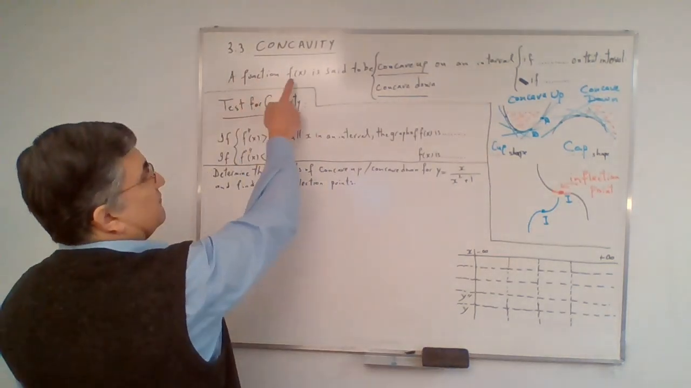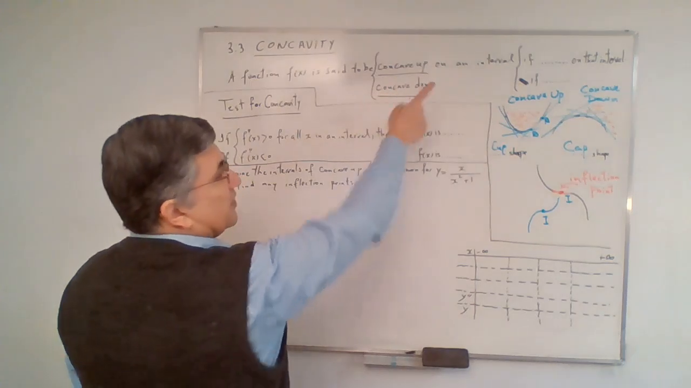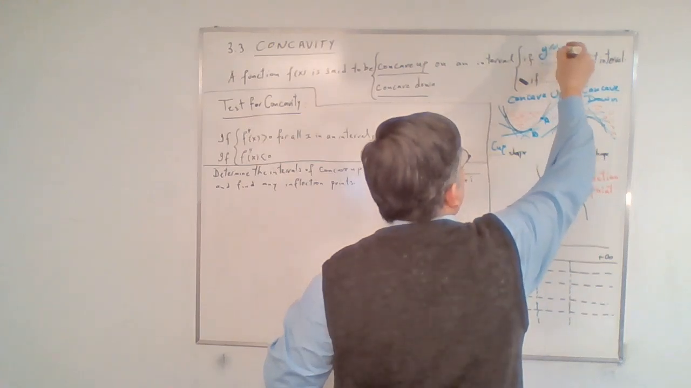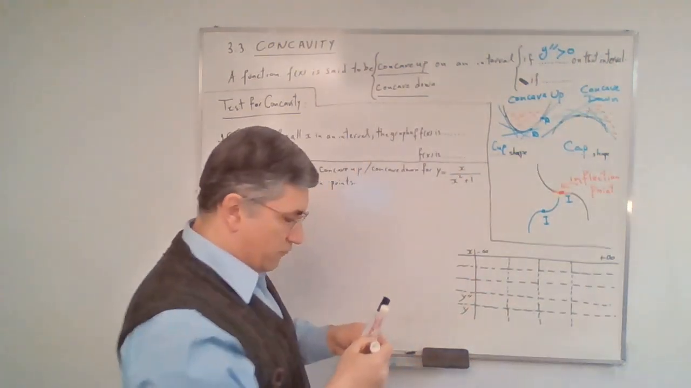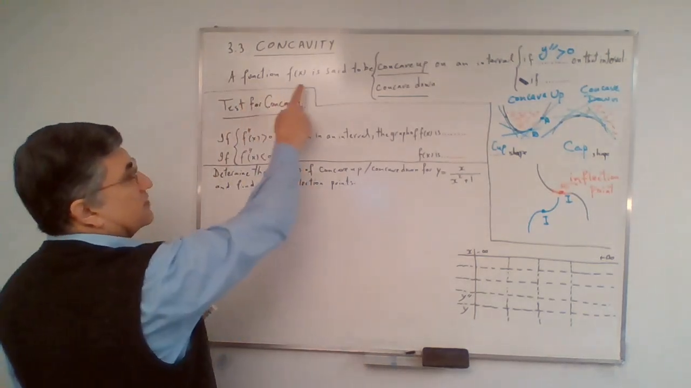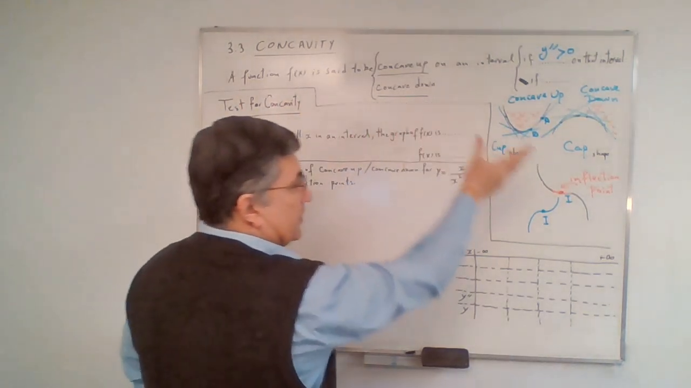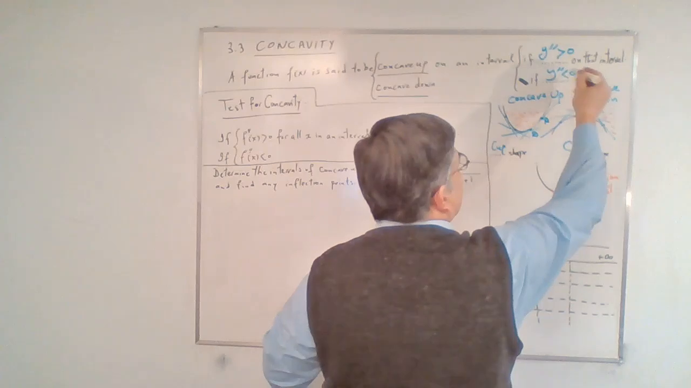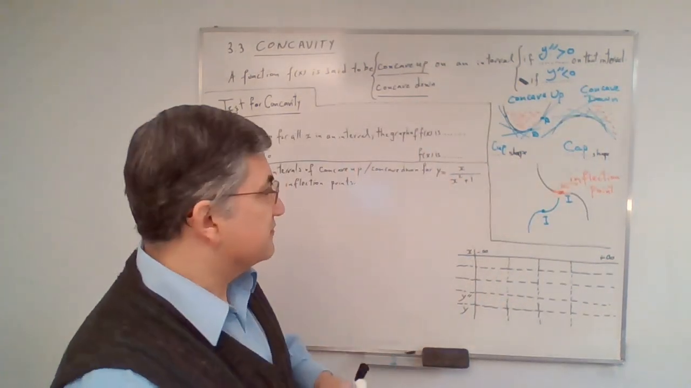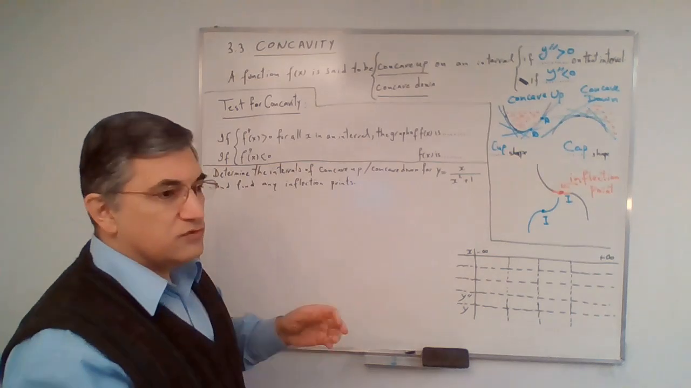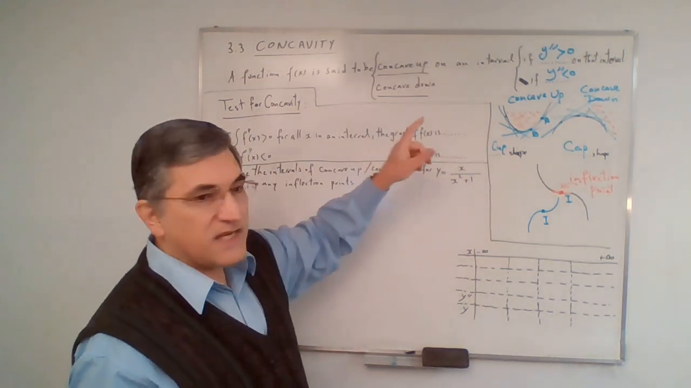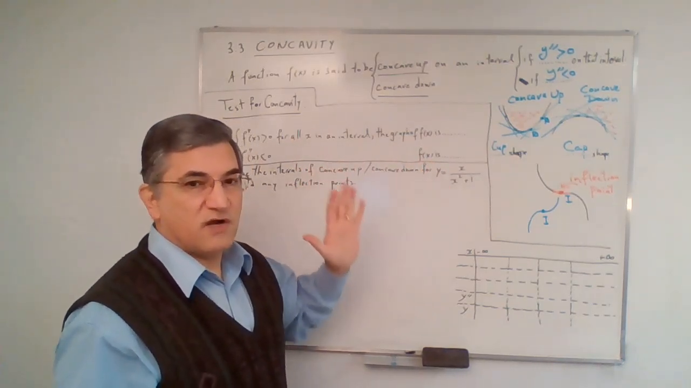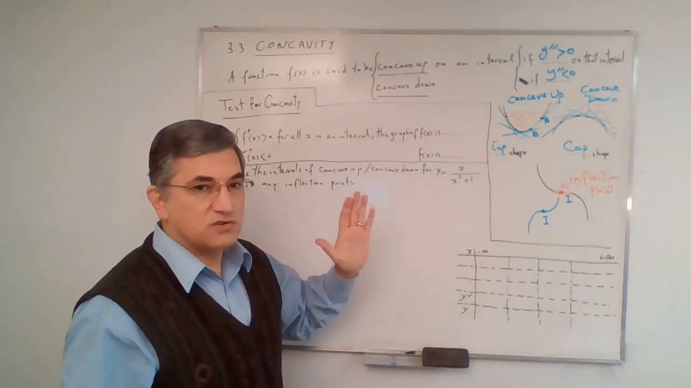So a function f of x is said to be concave up on an interval if the second derivative is greater than 0. And a function is said to be concave down on an interval again if the second derivative is less than 0, which means it's negative, okay? So what you just need to remember is that if the second derivative is positive, the graph is concave up. If the second derivative is negative, the graph is concave down, period. That's all you need to remember.